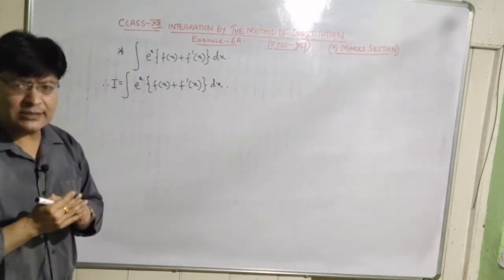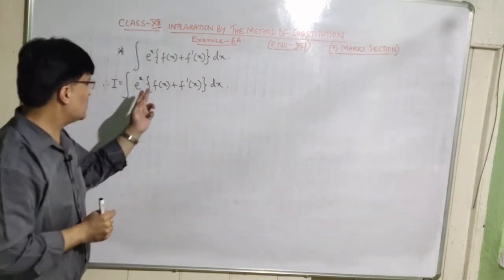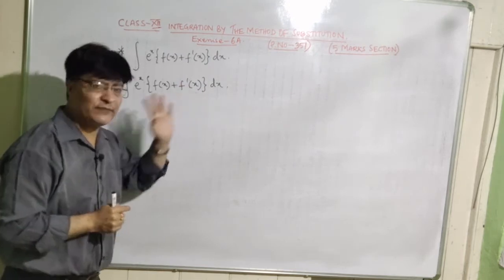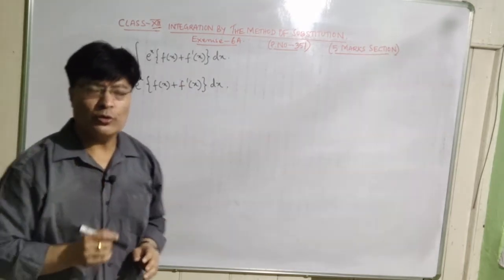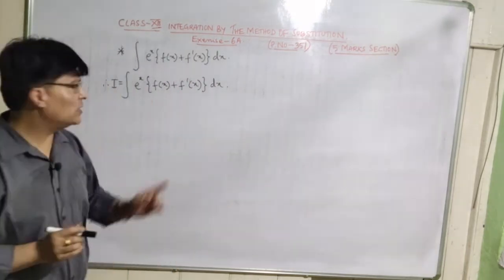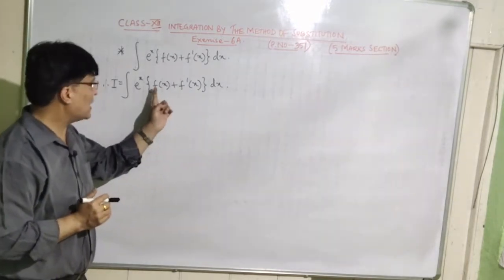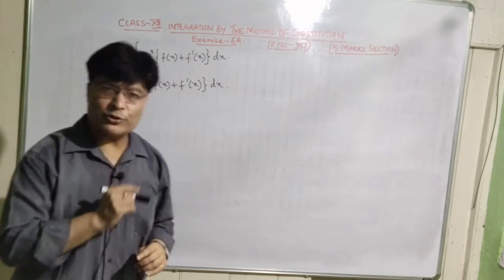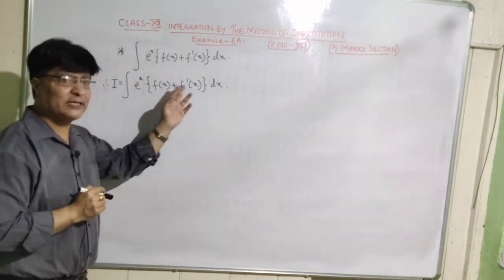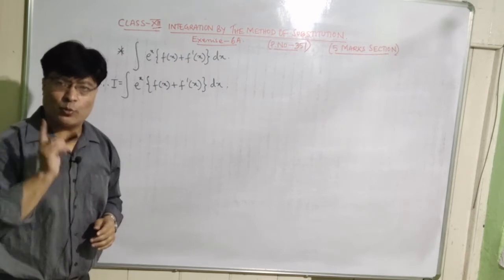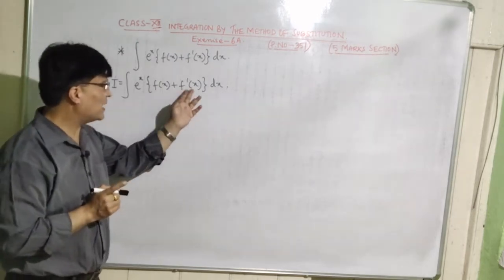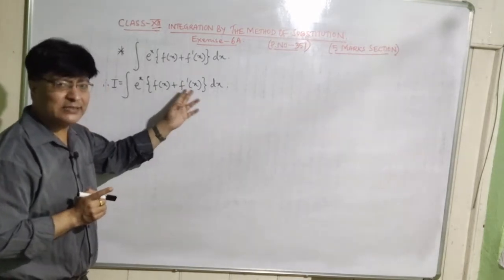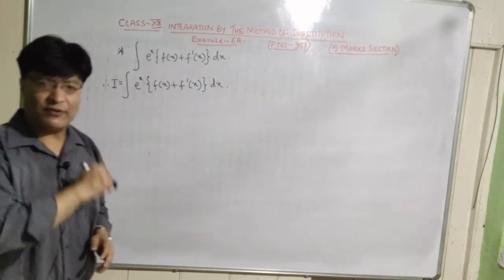So in this case you should know the relation between these two functions, that is f of x and f dash of x. So what is the relation between f of x and f dash of x? That is, f dash of x is the differentiation of f of x.